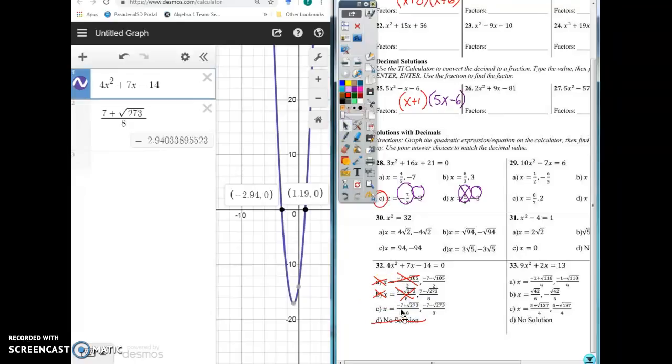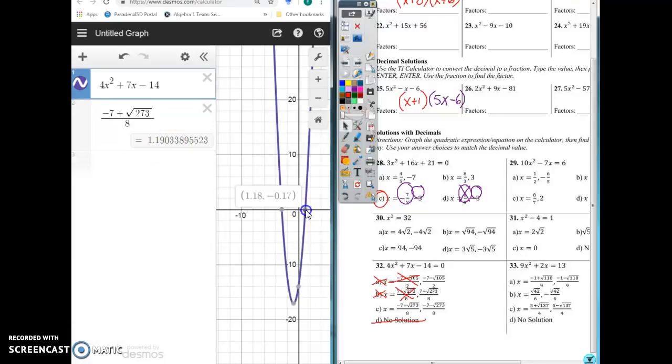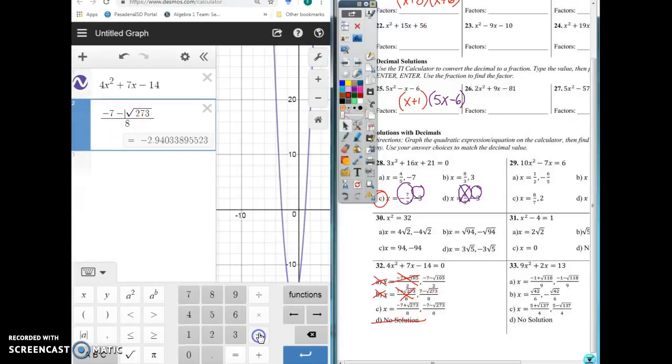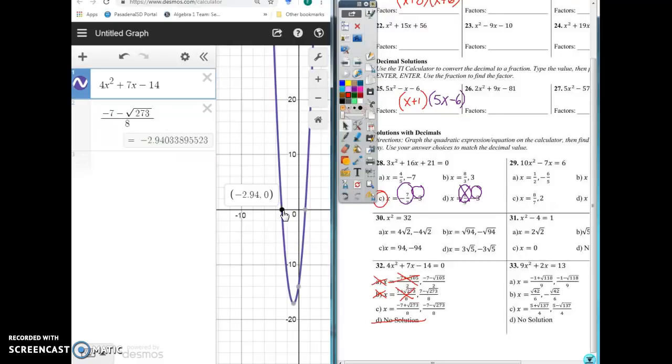So then we do the bottom one. That's -7. So we type a negative right here. That gives me 1.19, which is that one. And then I type the other one, which is -7 minus. And that gives me my other number that's right here. So that's how you do those. You're just using the answers to check them. You're also going to do the same thing for 30, 31, 33. Okay, so finish the whole page.